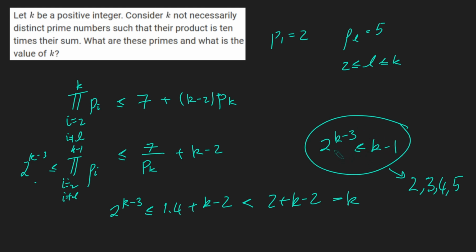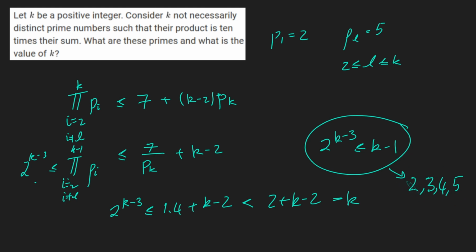And if you try k as 6, you'll get 2 to the 3, which is 8, is less than or equal to 5, which is obviously not true. And so this is only going to work potentially for 2, 3, 4, and 5, but in fact we'll be able to eliminate some more of these values here and narrow it down to 1.